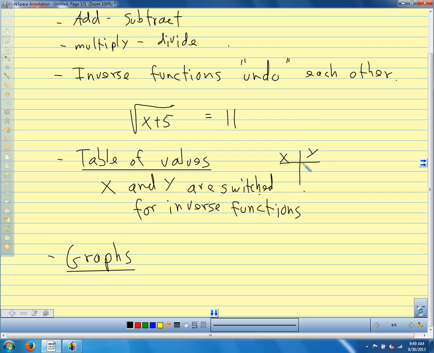If we switch the x's and y's, what does that do to the graph of your function? Switches the x's and y's. So, what does that do to the graph? It has to do with perpendicular. Reflects over y equals x.